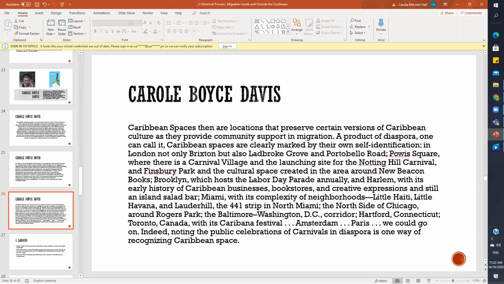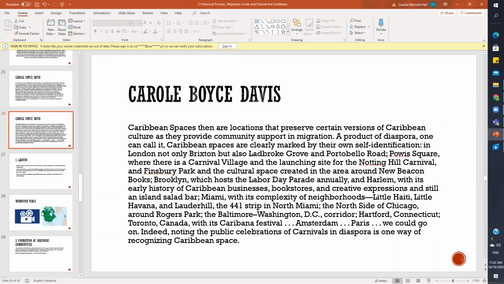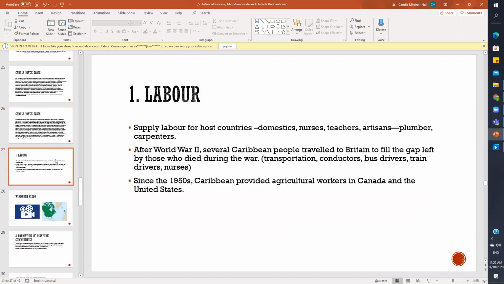Now, I can go into this, but we'll go into this part later. Now, one of the first major effects that Caribbean people have on the metropolitan country is that we provide them with labor. We supply them with labor in terms of domestics, nurses, teachers, artisans, and when I say artisans, I mean plumbers, carpenters, electricians. We provide these societies with quite a lot of labor.